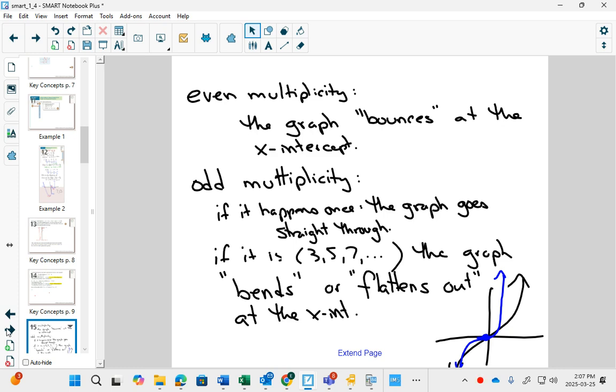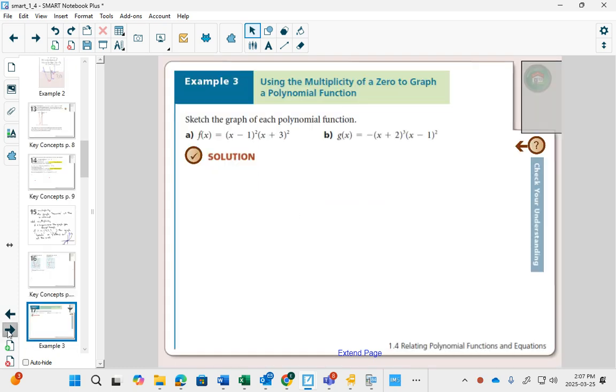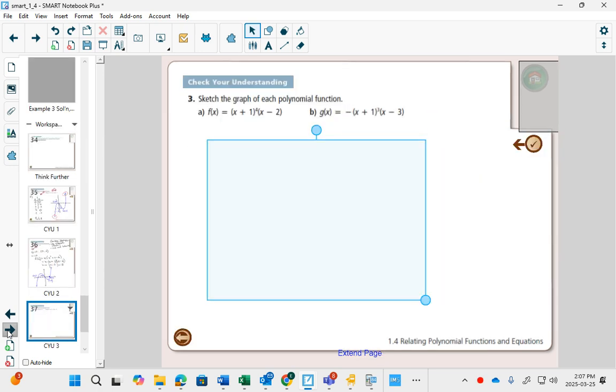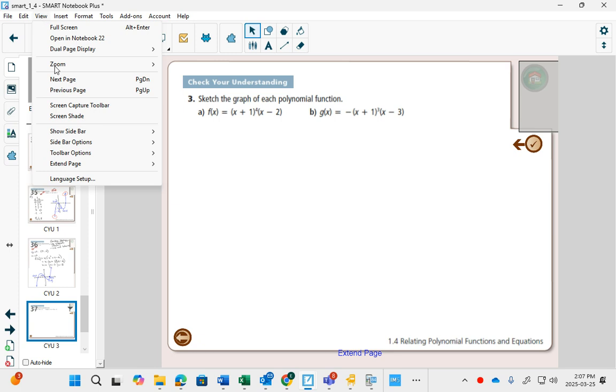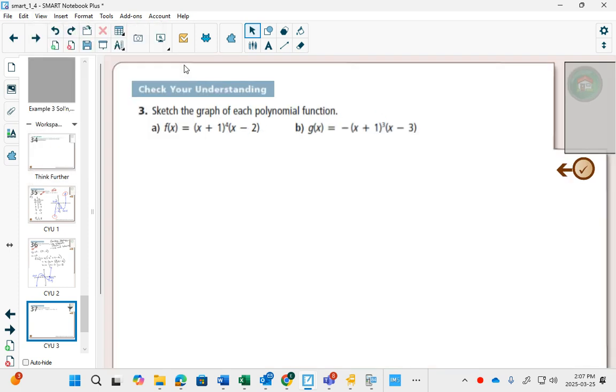So when we go to example 3 now, they were so nice to us, they already factored it. So we don't have to go through that last long step. But if it's already factored, sometimes it's a little bit harder to see the end behavior.